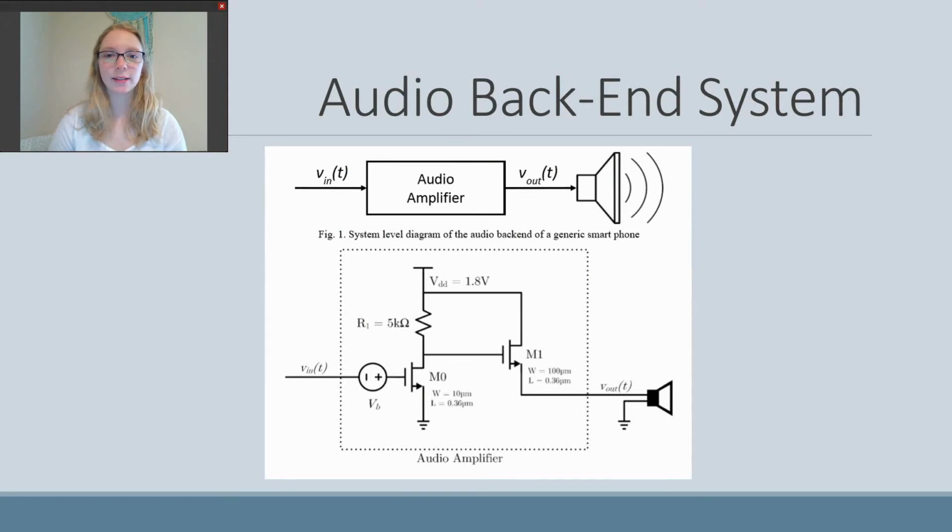The audio backend system is shown in the figure. This is taken directly from the pre-work, and so it shows a voltage source into the audio amplifier and then a voltage coming out of the audio amplifier and going into a speaker. And inside the audio amplifier are 2 voltage sources, a resistor, and 2 MOSFET transistors, which are shown.